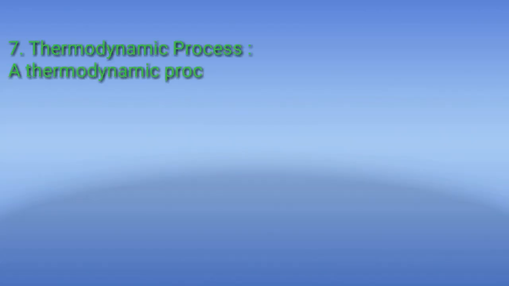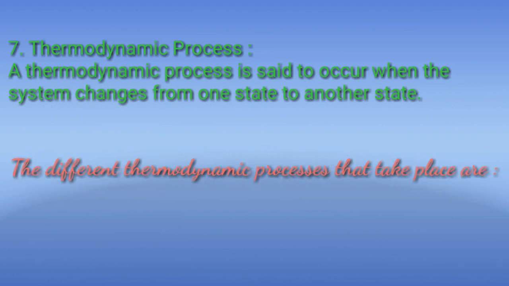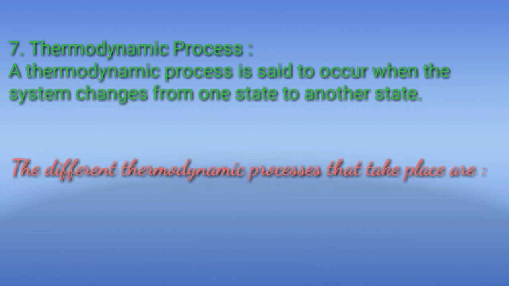Next topic is thermodynamic process. What is thermodynamic process? A thermodynamic process is said to occur when the system changes from one state to another. That means if the state of a system changes from one state to another state, then we will say there is a thermodynamic process occurring in that system. Okay, clear?